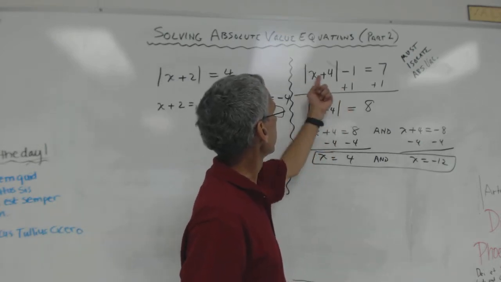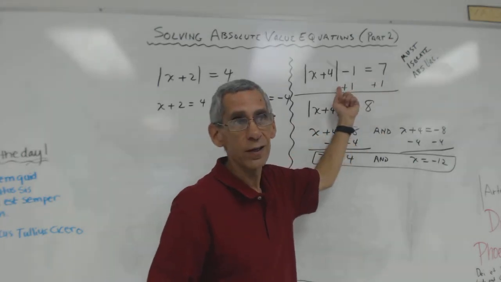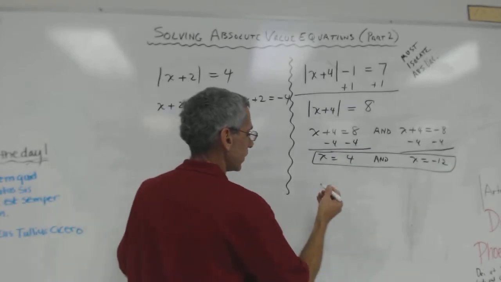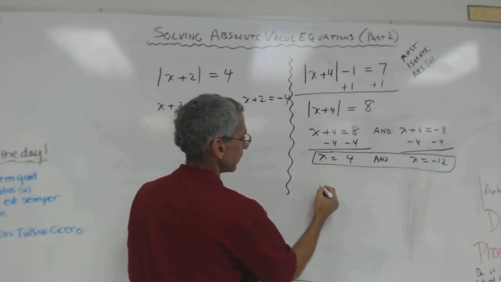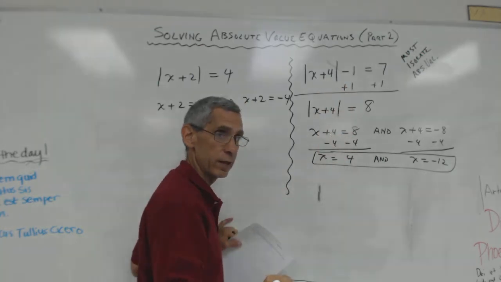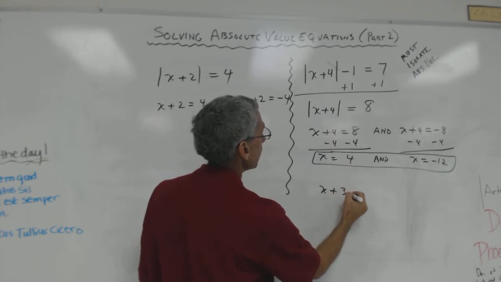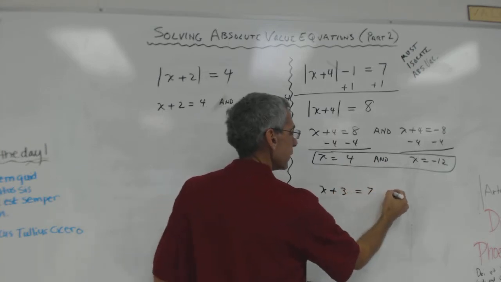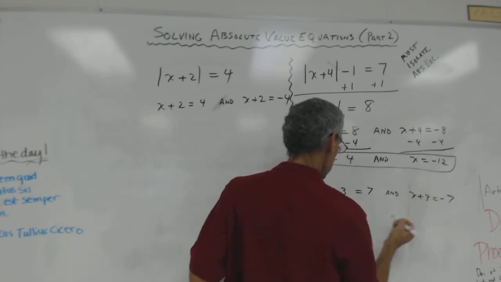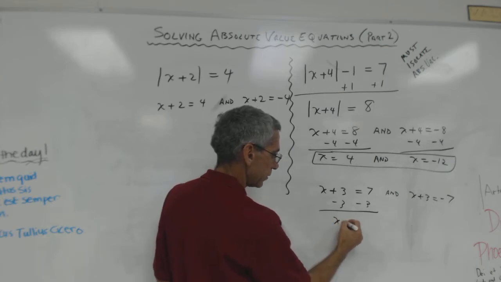You don't want to get rid of these absolute value signs and then say 4 minus 1 equals whatever, because then you could just make it x plus 3. I mean, if we tried that, let's just see what we get. Let's say we did 4 minus 1 like Ben suggested. Then we'd have x plus 3 is equal to 7, and x plus 3 is equal to negative 7. Let's see what we get. Subtract 3. Here we get x is equal to 4.